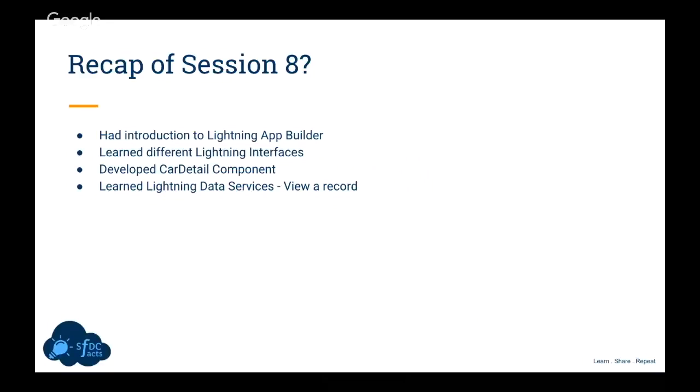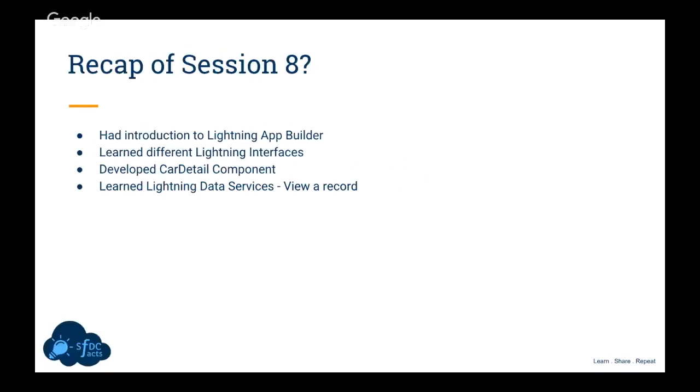Then we developed our car detail component as well. In that component we are seeing the details of cars, like the mileage, per day rent, the name, the owner name, and the car image. Along with it, we also built our car details component, which is a parent component of the car detail component, and which will be used to handle the component events. Also, our Lightning Data Service will be used inside the car details component instead of the car detail component.